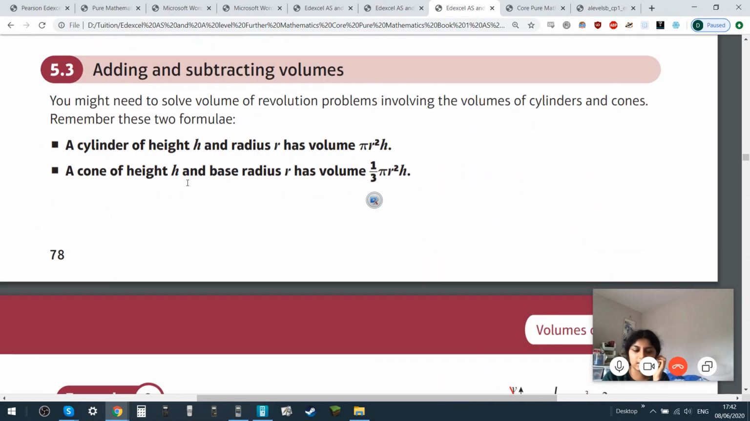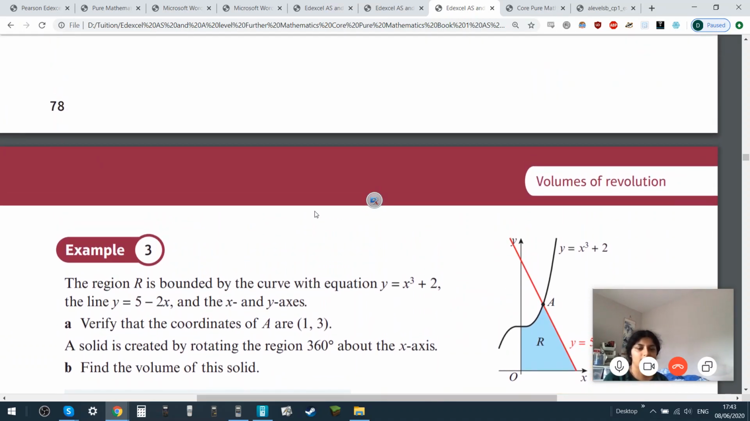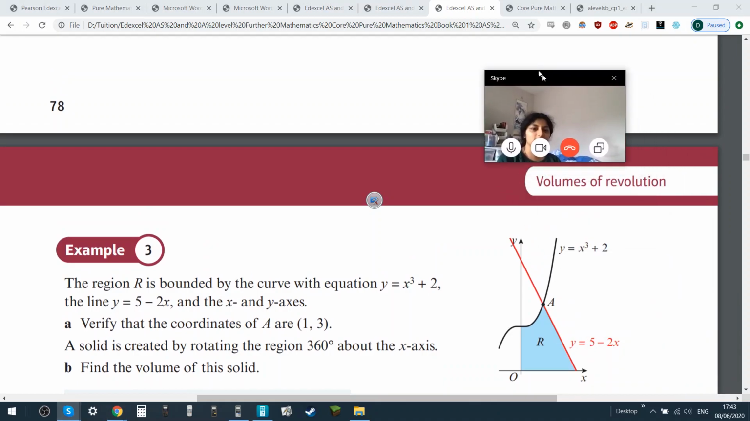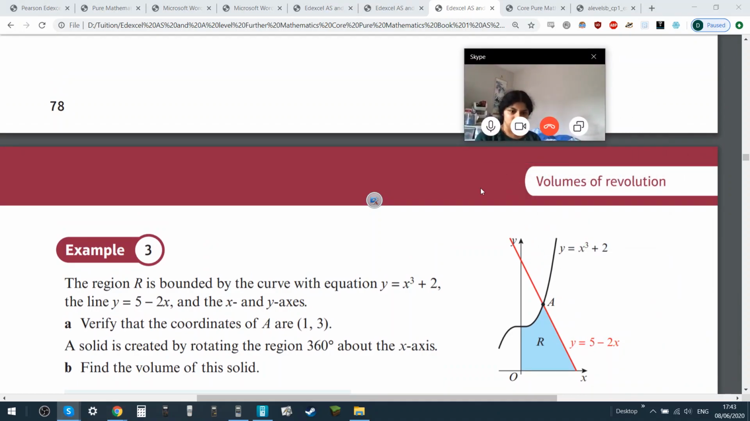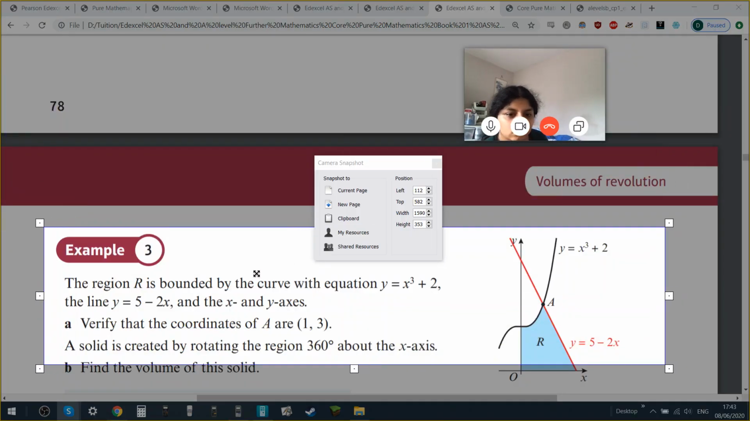Tick. Okay, adding and subtracting volumes. A cylinder is pi r squared h. A cone is a third pi r squared h. Okay. This malarkey. This isn't... Oh, it is. I spoke too soon. Alright. Why are they doing this to me? What is this one?